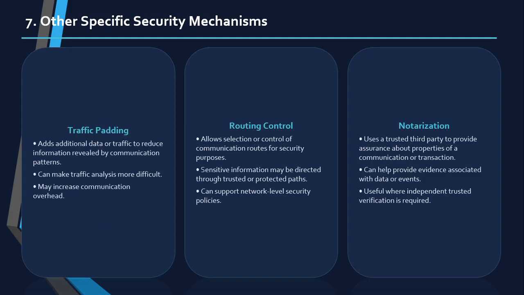Then other specific security mechanisms also included are traffic padding, routing control, and notarization. Traffic padding is adding additional data to hide information based on the communication pattern. Routing control allows the selection and control of communication routes for security purposes. Notarization is where a third party provides assurance about the communication or transaction, so that we can use the notarization mechanism.